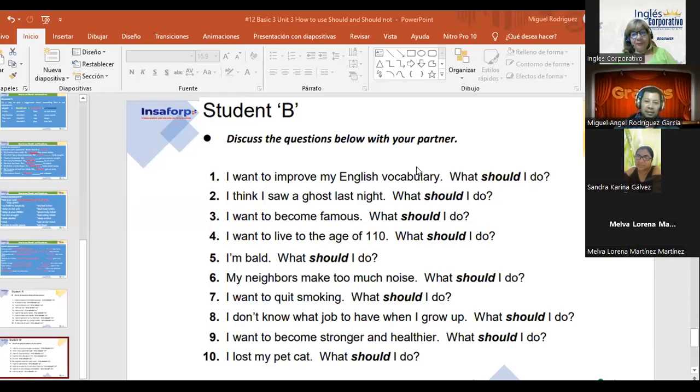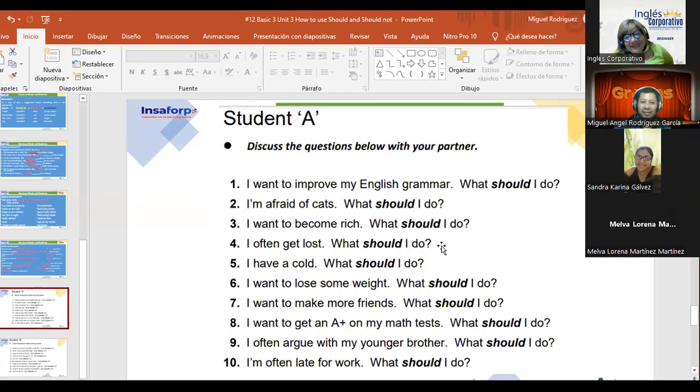Sandrita, ready? Yes. I want to improve my English vocabulary. What should I do? No, me tiene que preguntar. La primera, sorry. Aquí sí, sorry. I want to improve my English grammar. What should I do? You should study more English grammar.